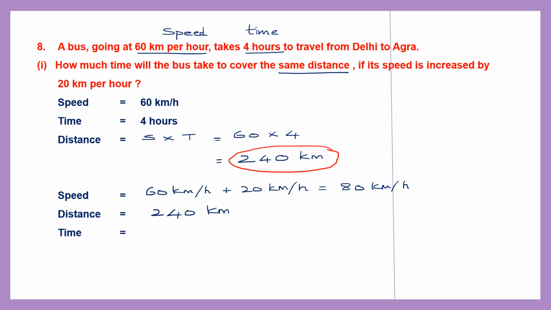So what is the formula to find time? The formula is distance by speed. So now distance is 240 kilometers and speed is 80 kilometers per hour. Now we can work this out. Cancel the zeros. Now 24 divided by 8. 8 threes are 24. That means the time taken is 3 hours. It's all in hours, so this will also be in hours. The time taken is 3 hours. So this is our answer to the first part of the question. Now let's go to the second part of the same question.